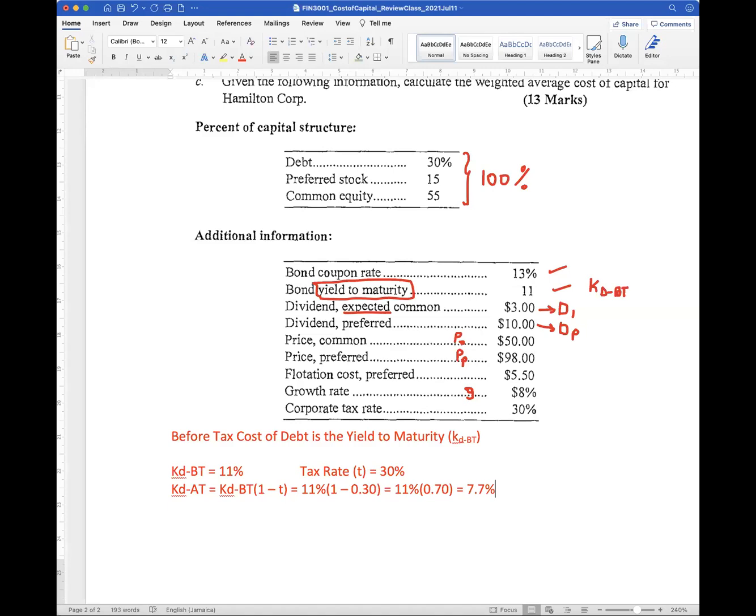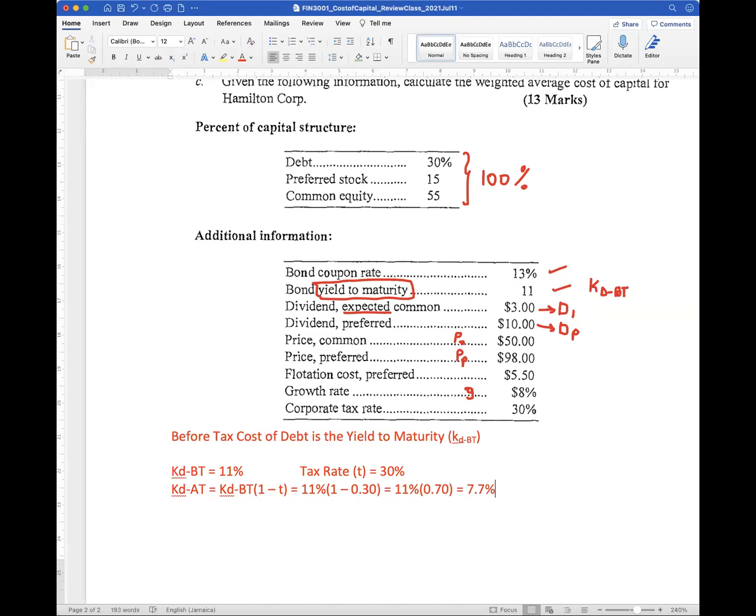So talk to me. Any questions on this, the after-tax cost of debt? Soaking it in, sir. Could you go over this particular question, please? This is the first I'm seeing this kind of question.